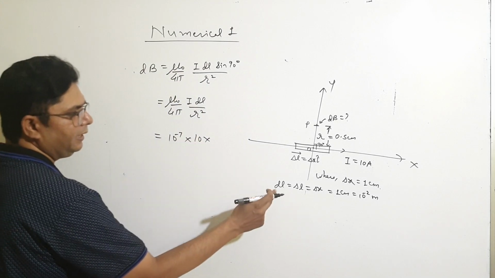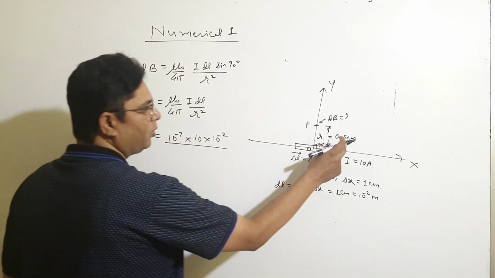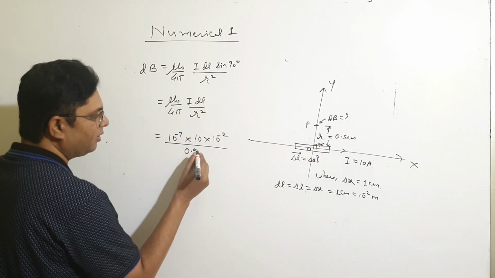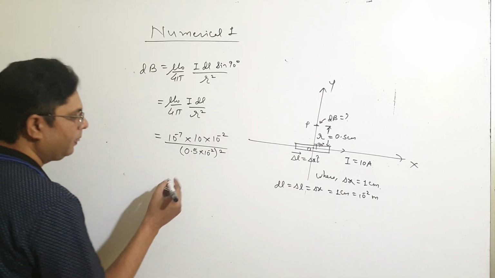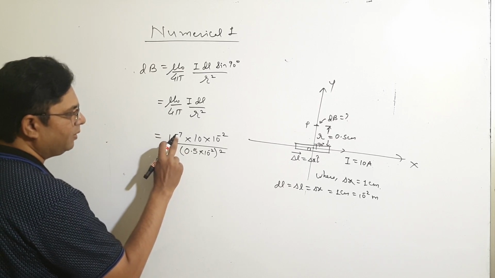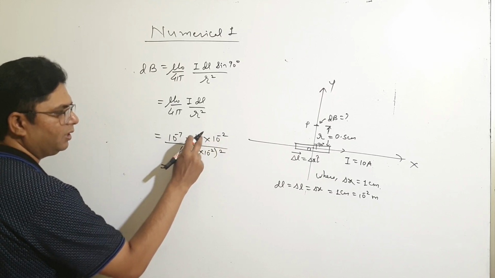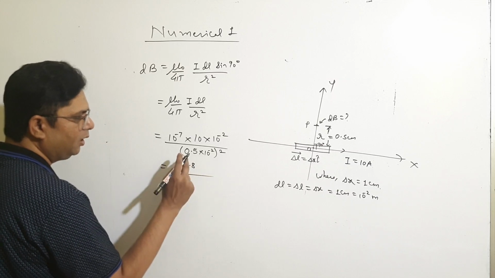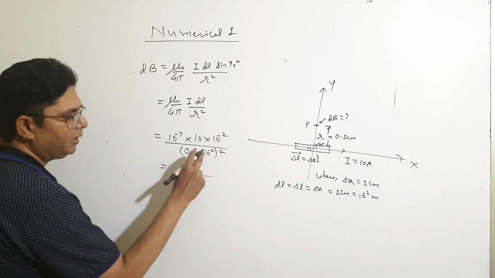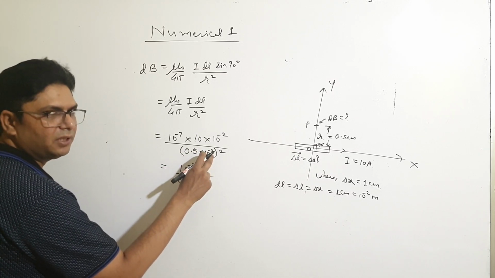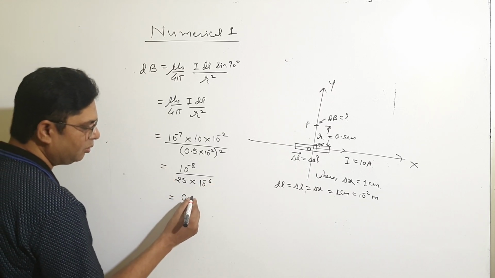So you have dl equal to 10 to the power minus 2. What about r? r is 0.5 centimeter. This means 0.5 into 10 to the power minus 2, whole square. Now solve it. When you solve it, you have 10 to the power minus 7, 10 to the power minus 2, so this is 10 to the power minus 9, and 10 to the power 1. So 10 to the power minus 8 on the numerator side. On the denominator side, 5 square is 25 and the decimal point is eliminated. It becomes 10 to the power minus 2 into 2, 10 to the power minus 4 into... 10 to the power minus 6.